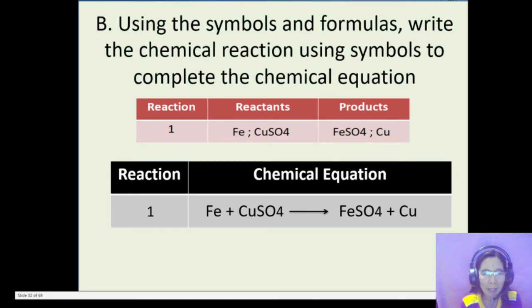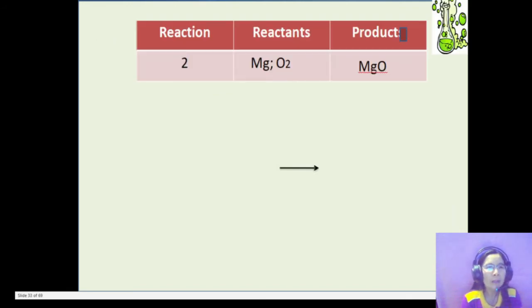How many got the correct answer? Okay, very good. Most of you got it. Let's move on to the second number. The reaction number 2, wherein the reactants are magnesium, oxygen gas, and the product is MgO or magnesium oxide. 2 seconds to write the chemical equation for this one.